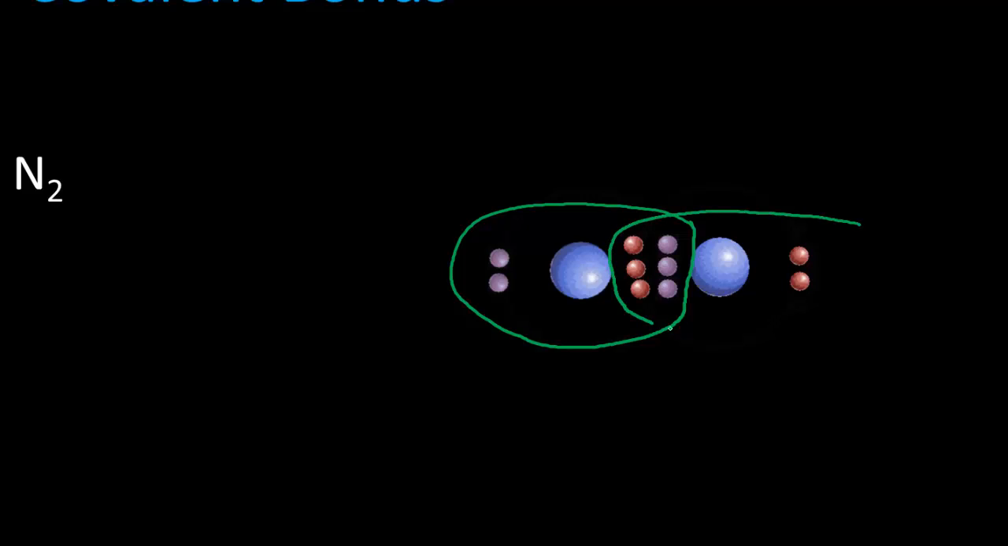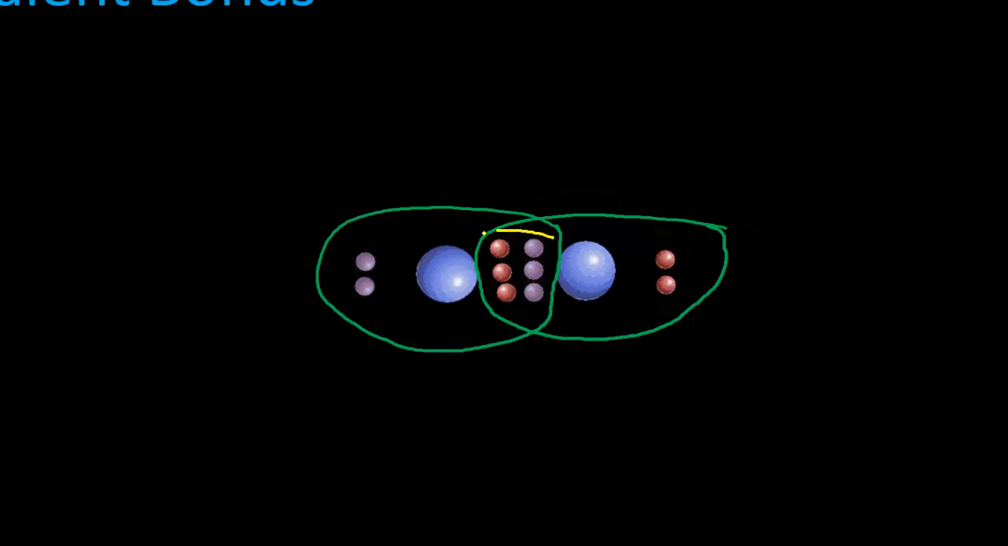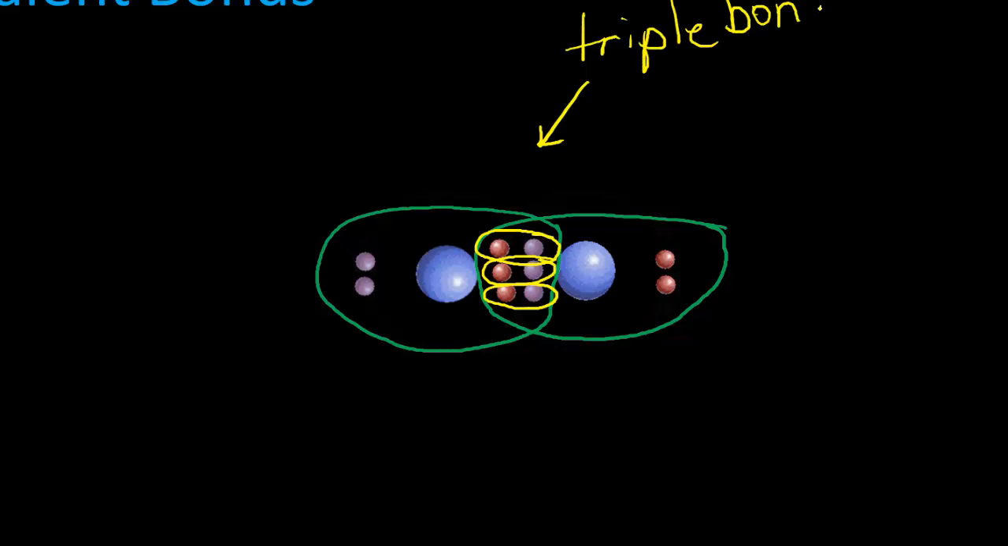And this nitrogen has 6 here, and 2 here. These are our shared pairs right here in the middle, and we have 1, 2, 3 shared pairs, which means we have a triple bond because we have 3 bonds. What this looks like is N triple bonded to another nitrogen.